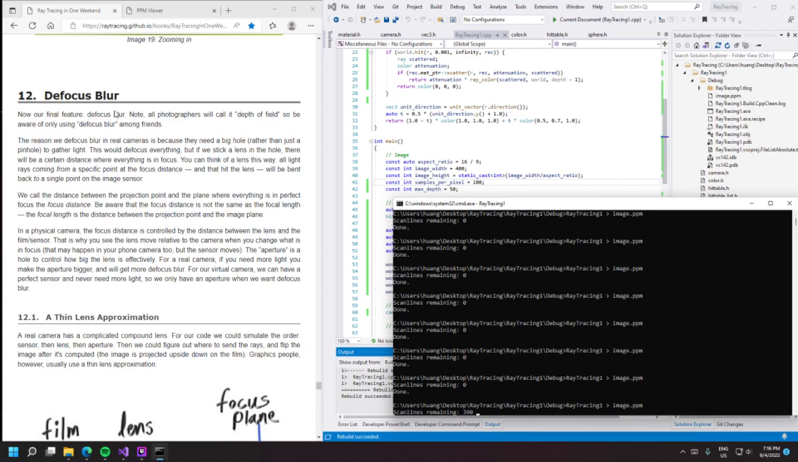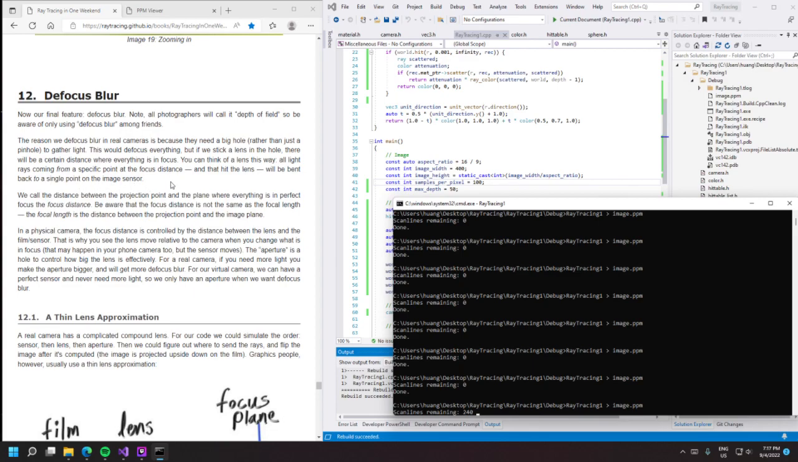Okay, let it render. We're going to continue reading. The reason we get defocus blur in real cameras is because they need a big hole to gather light. This will defocus everything, but if we stick a lens in the hole, there will be a certain distance where everything is in focus. We can think of a lens this way. All light rays coming from a specific point at the focus distance, and that hit the lens, will be sent back to a single point on the image sensor.